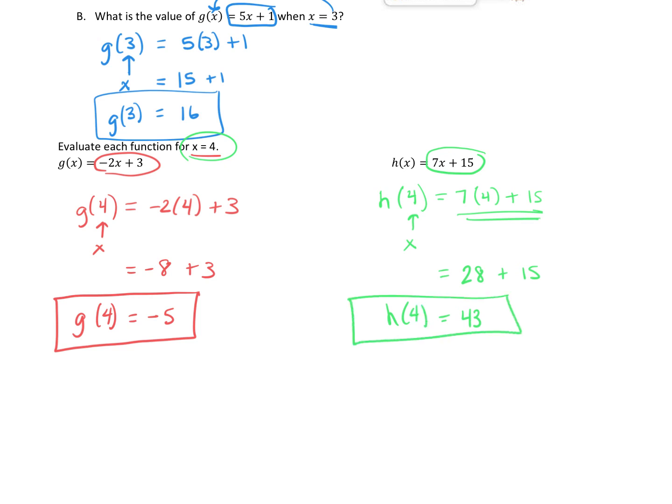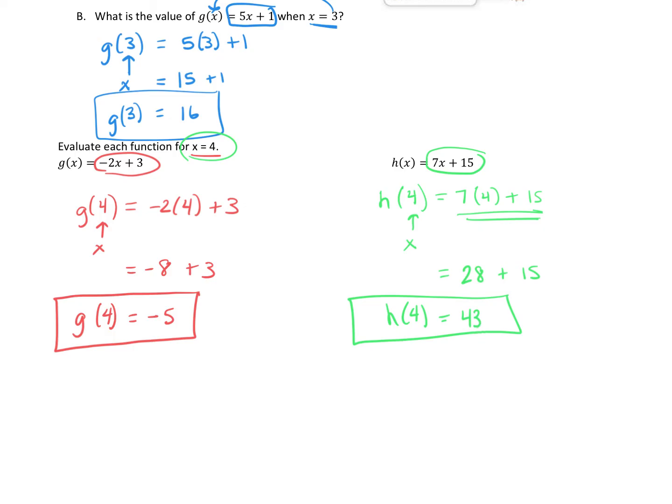So again, what does that mean? If you plug in a 4 for the x to your h function, you get back a 43 for your y. If your input is 4, your output is 43. If your domain is 4, your range is 43. If your x is 4, your y is 43.